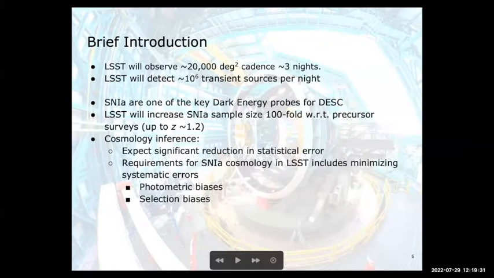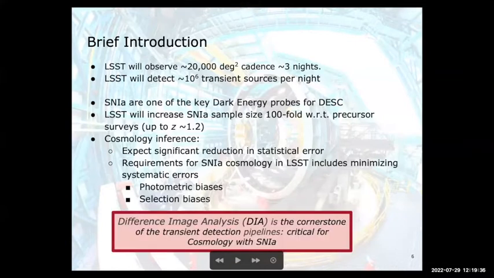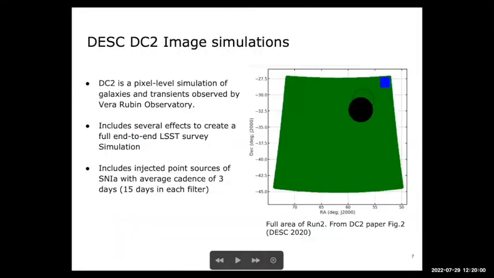And I think this is where I conclude the introduction of the talk: the difference image analysis is the cornerstone of transient detection. If that doesn't work, then we're in deep trouble. And all the amazing science that we have been hearing this week starts after the discovery of the object. And this comes with a relatively simple image subtraction technique. So this is critical for cosmology and many other science cases. So what we have run is a test. We've tested the pipelines for discovery, and we did it with DESC DC2 image simulations.